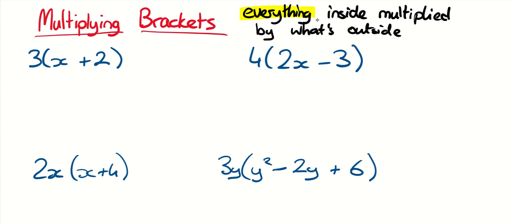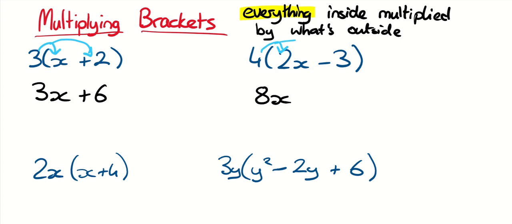So let's take a look at this first one. You do 3 multiplied by x first, which gives you 3x, and then you also do 3 multiplied by 2, which gives you plus 6. Okay, you need to multiply everything. Same here. 4 multiplied by 2x, you're going to get 4 by 2 is 8, and the x as well.